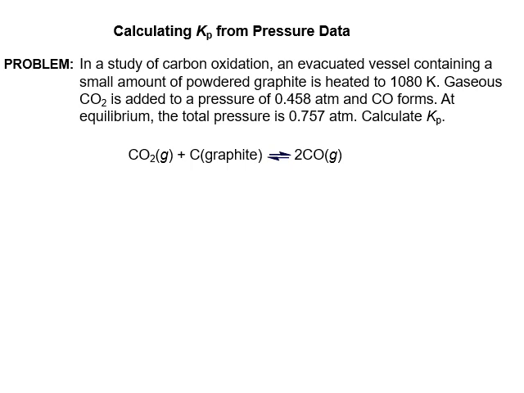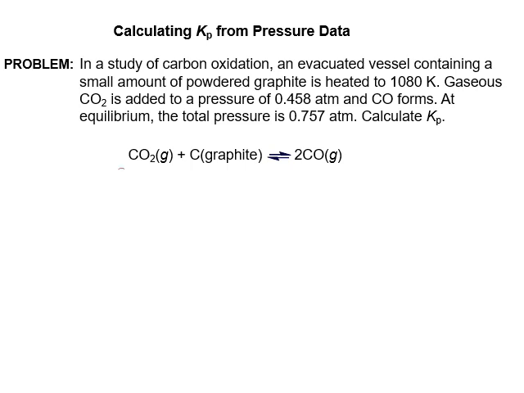Another question. In a study of carbon oxidation, an evacuated vessel containing a small amount of powdered graphite is heated to 1080 Kelvin. Gaseous CO2 is added to a pressure of 0.458 atm and carbon monoxide forms. At equilibrium, the total pressure is 0.757 atm. Calculate Kp. Okay, so again, just write down the info that is given to us. It simply states gaseous CO2 is added to a pressure of 0.458 atm and carbon monoxide forms.